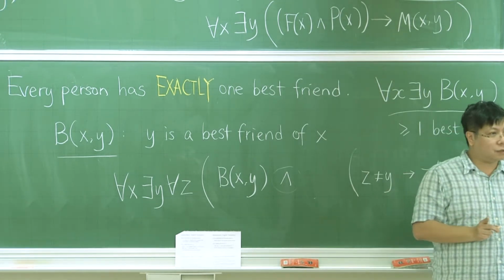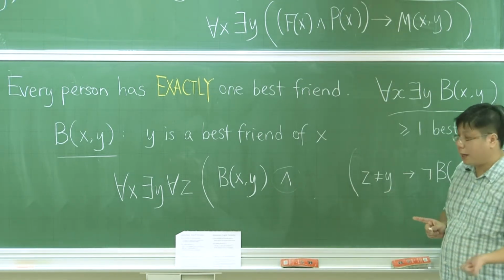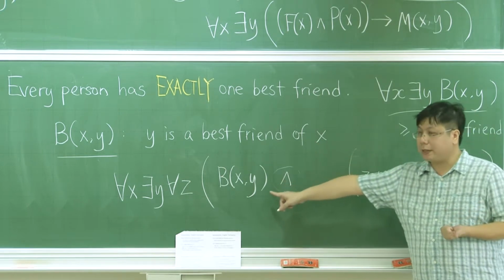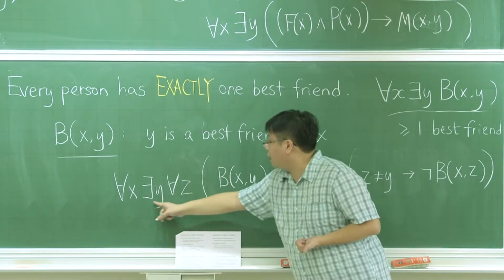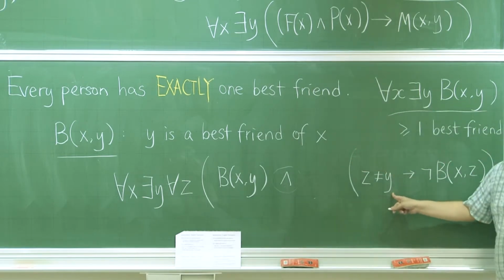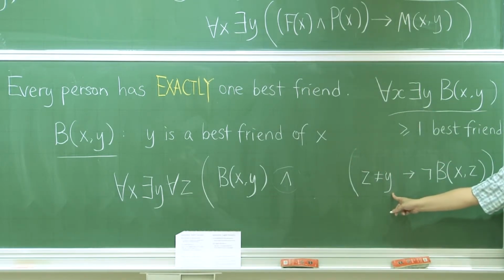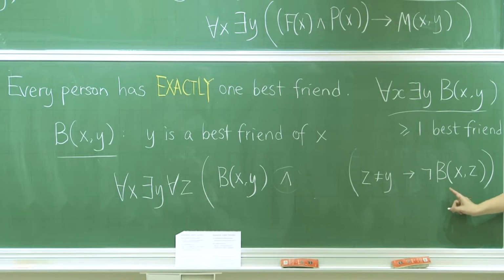b(x,y), so x will love y. X is the best friend of y. Y is the best friend of x. And once you fix this x and y here already, then whenever z is not equal to y, it will imply that z is not a best friend of x. Okay? Now getting this, there is a bracket here.